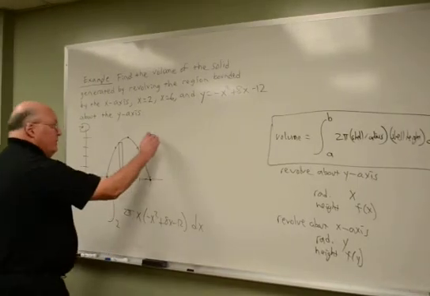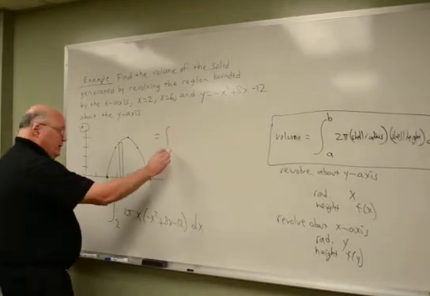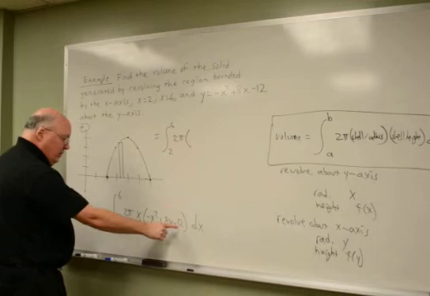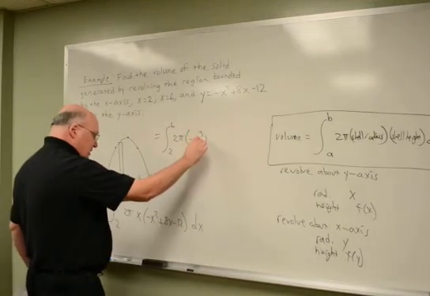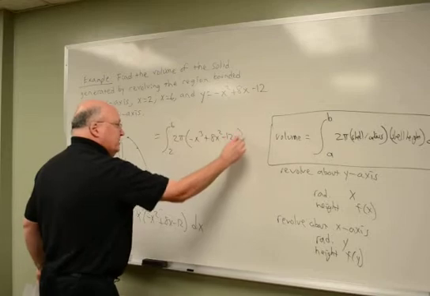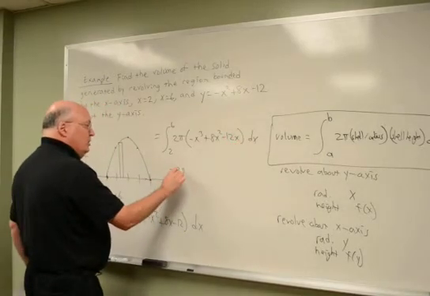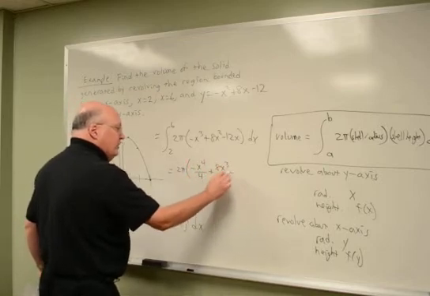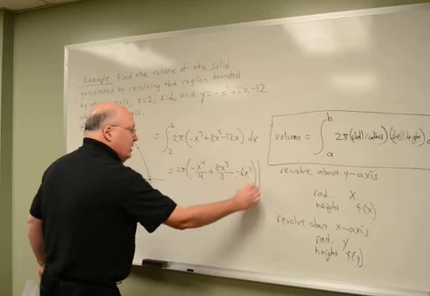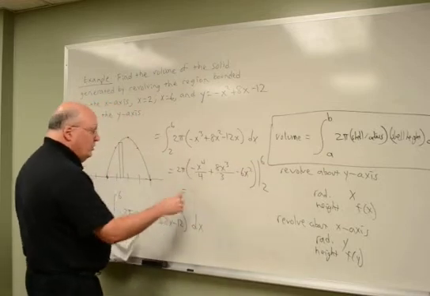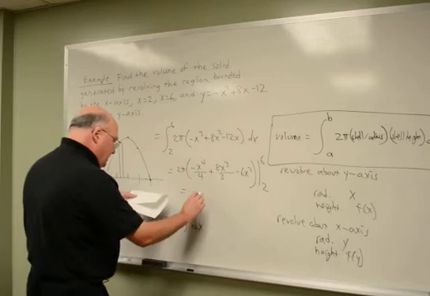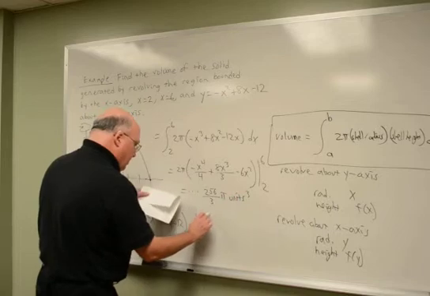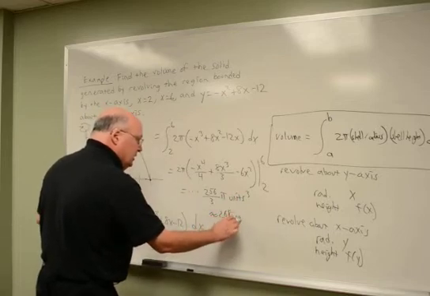You would have, and I'll go up here for room, the integral from 2 to 6, 2 pi times, multiply your x through, minus x cubed plus 8x squared minus 12x dx. So you wind up with 2 pi times minus x to the 4th over 4 plus 8x cubed over 3 minus 6x squared from 2 to 6. Do all your arithmetic and you wind up with 256 over 3 pi cubic units, or approximately 268 cubic units.